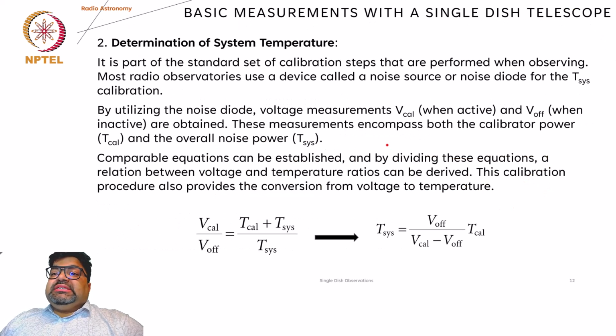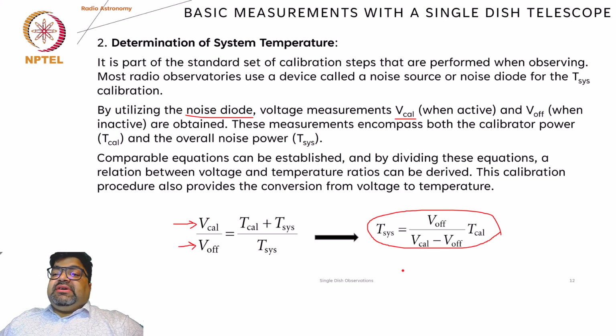Determining the system temperature: we determine the system temperature by different methods. You can have a noise diode in the system which has a definitive calibrated signal or voltage, and measurements with it on and off when inactive are obtained. So you have a calibrated signal from the noise diode given in the on position, and in the off position you have just the system temperature. If you do that, you can calculate the system temperature in terms of this off and cal position also.